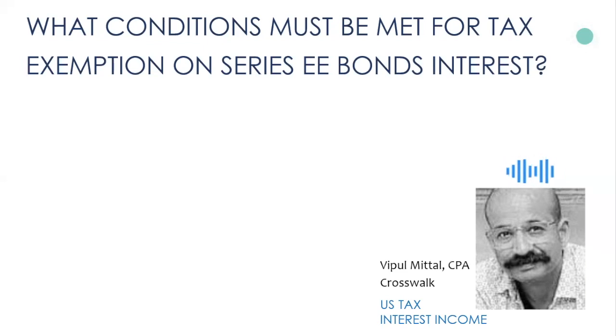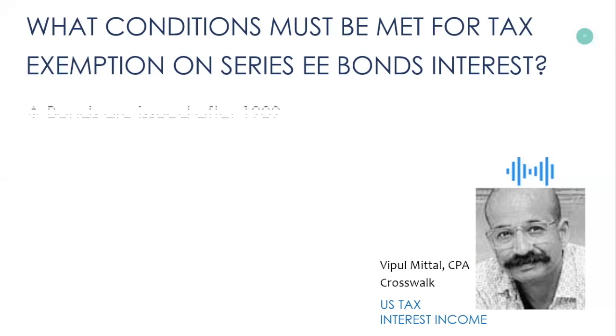So generally, interest on Series EE bonds is taxable. So you invest in those bonds. On redemption, you get the interest back along with the principal. So when you get interest at the time of redemption, that is generally taxable. But you may be able to exclude interest on Series EE bonds from your gross income if certain conditions are met. What are those conditions?